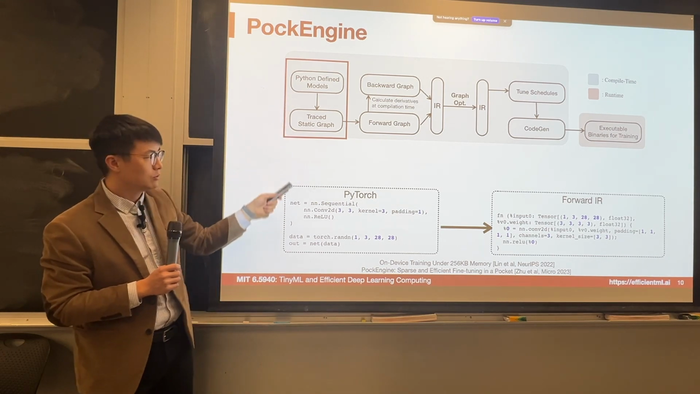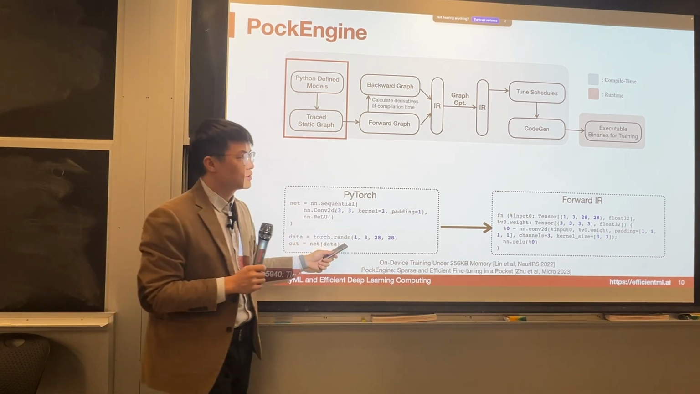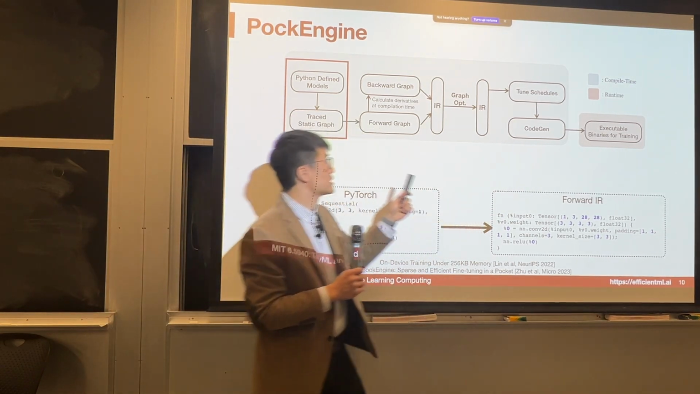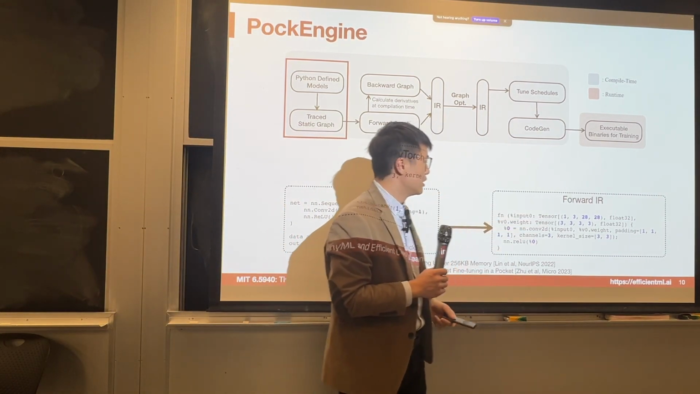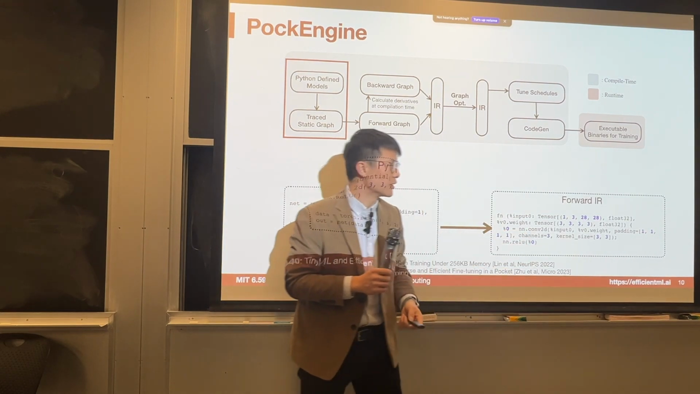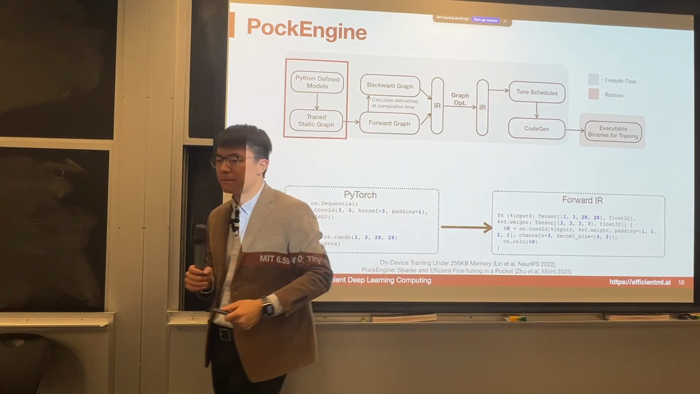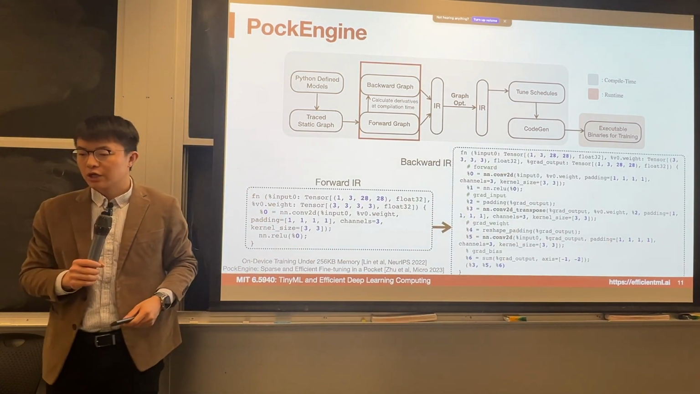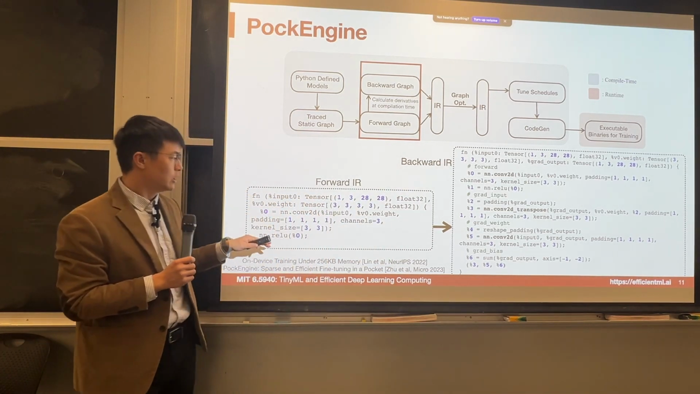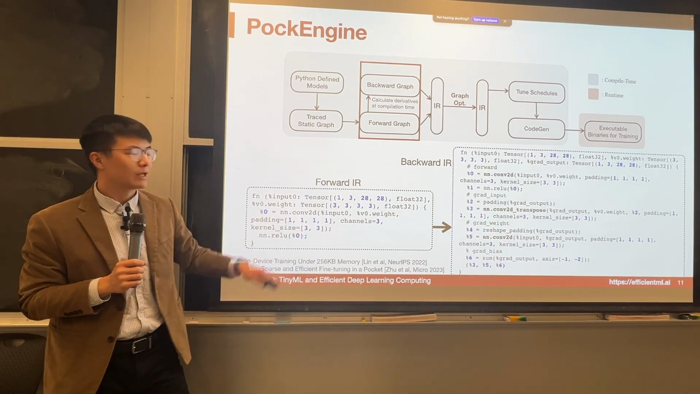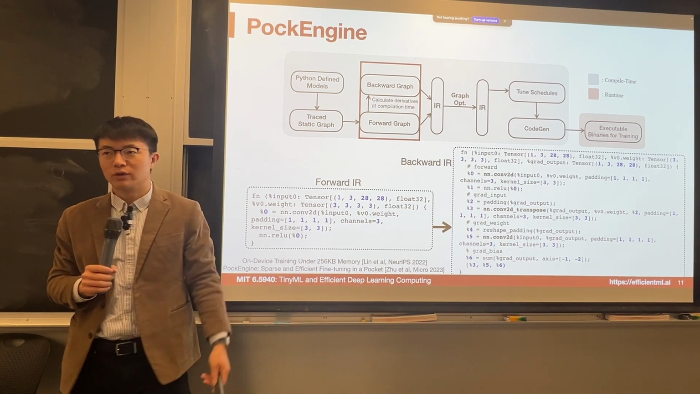So starting with the front end, a Python-defined model. This is a Python-defined model, conv2D. This is the input, and we trace the static graph to get the forward IR. So this is the forward IR, starting with just a single-layer network with the input, with the weight, with the output. And next, we convert the forward IR into backward IR. In the forward, we have just one layer, conv2D. So how many layers will that convert to in the backward?